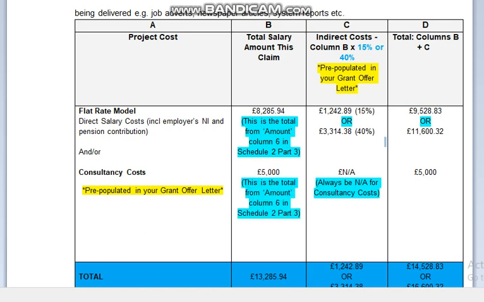Column C is your indirect costs, and again it will be pre-populated in this box whether you have a 15% or 40% uplift. For these purposes, I've just used the calculation of 15 and 40% based on this amount in column B. So to get the 15 or 40%, all you would do is take that amount, the £8,285.94, and multiply it by 15% or 40%. Consultancy costs do not attract an uplift of 15 or 40%, so this will always be not applicable.